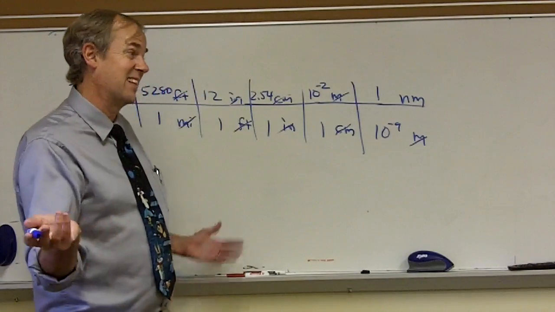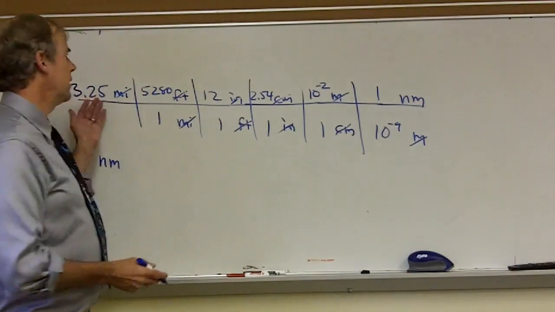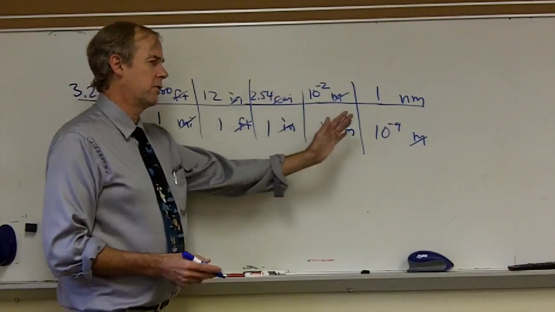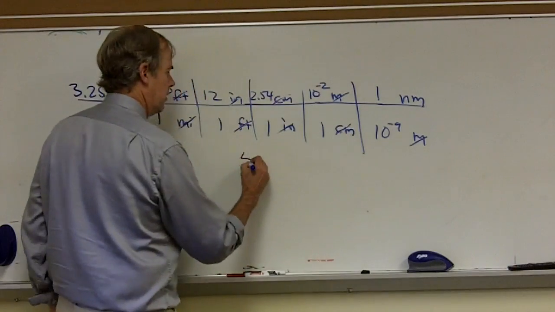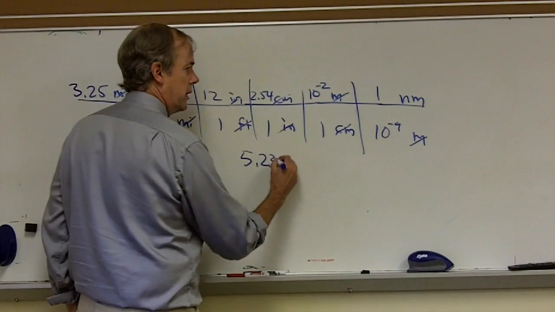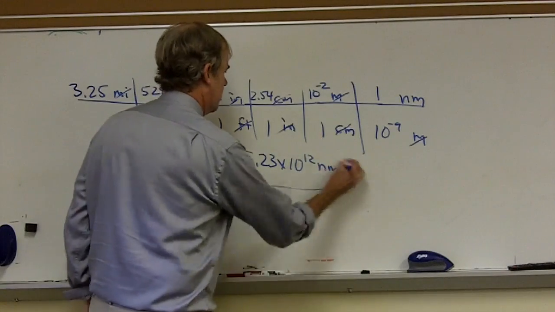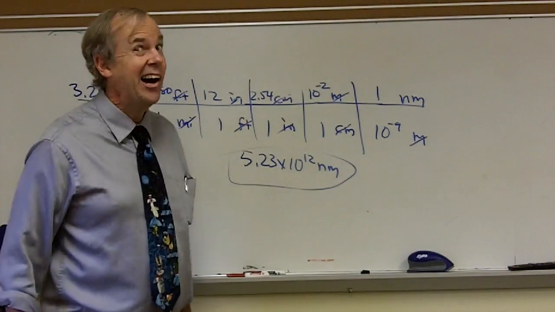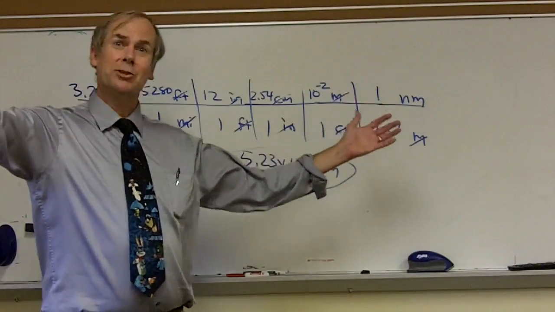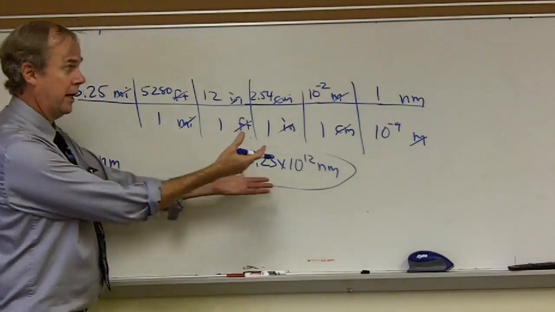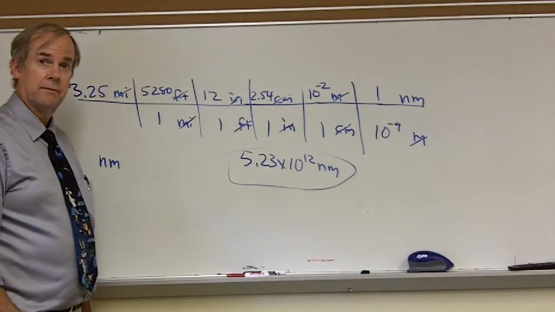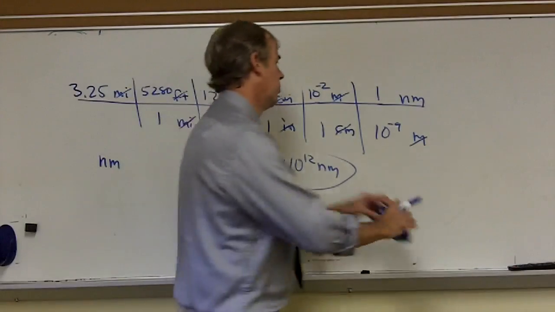Calculator gives 5.230368 times 10 to the 12th. But 3 digits measured, everything else exact, 3 digits in the answer. 5.23 times 10 to the 12th nanometers. Did you get it? Did you get it? Huh? And there was much rejoicing. And if not, find your mistake. Well, let's do another.